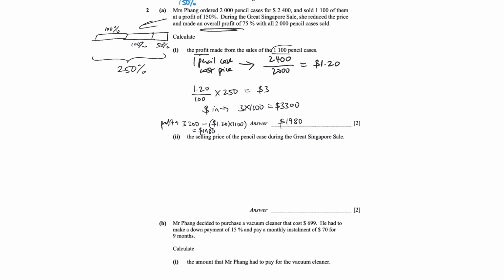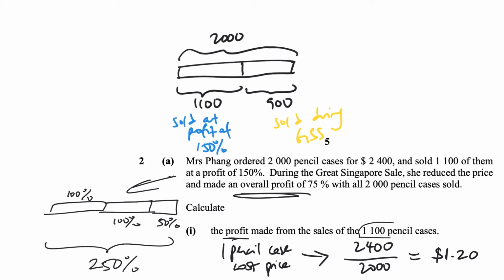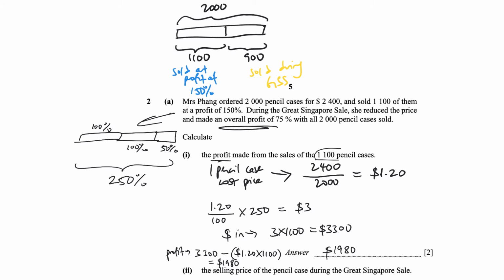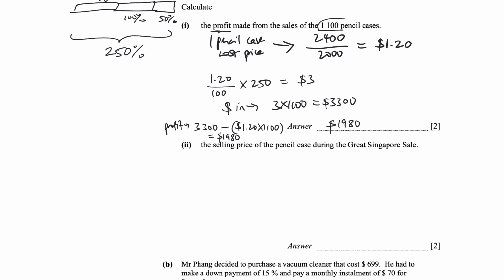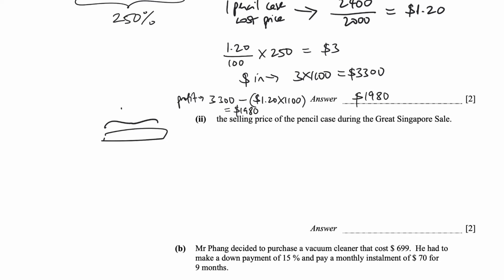All right. Second part, the selling price of each pencil case during the Great Singapore Sale. So we already see that she already sold off this first part. Now she's selling off the second part, the 900, such that overall there will be a profit of 75%. So I think it's probably easiest to look at how much money she gets first, right? Total profit of 75% actually means that she got 175%, right? Initially she paid $2,400, and she made a profit of 75%.